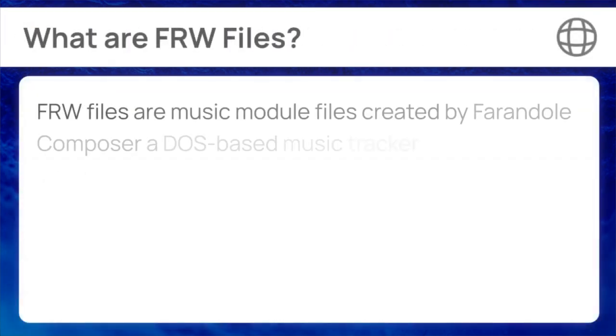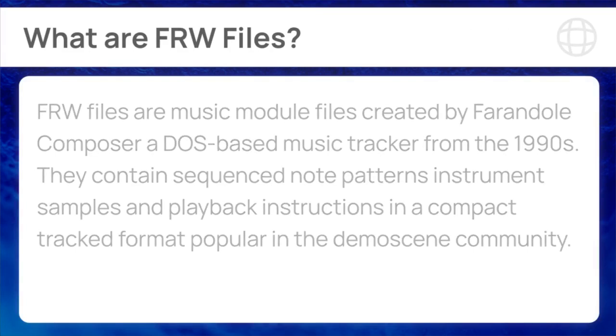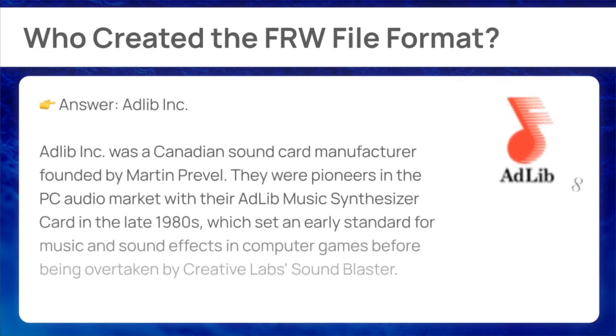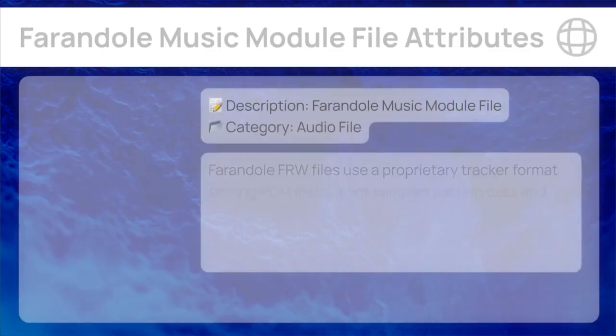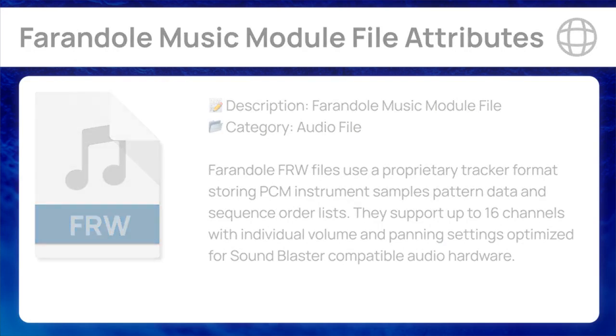FRW files are music module files created by Farandole Composer, a DOS-based music tracker from the 1990s. They contain sequence note patterns, instrument samples, and playback instructions in a compact tracked format popular in the demoscene community. Farandole FRW files use a proprietary tracker format, storing PCM instrument samples, pattern data, and sequence order lists. They support up to 16 channels with individual volume and panning settings, optimized for Sound Blaster-compatible audio hardware.